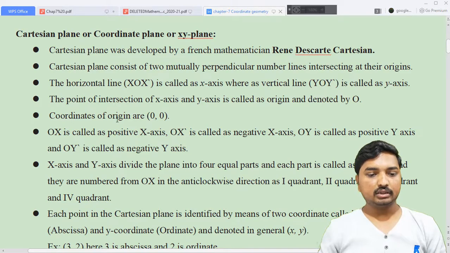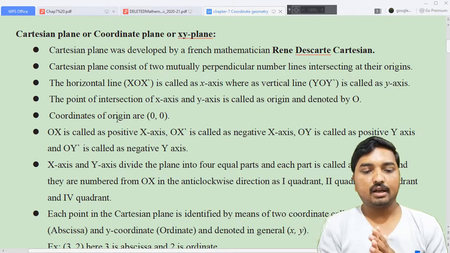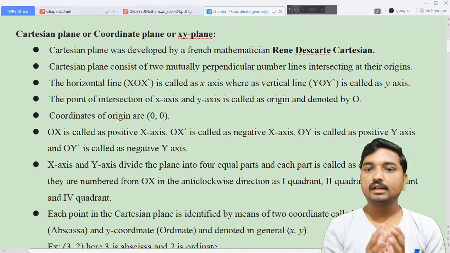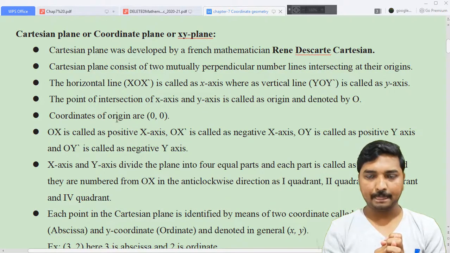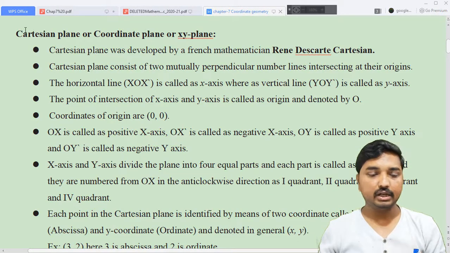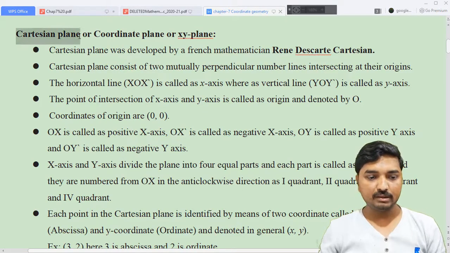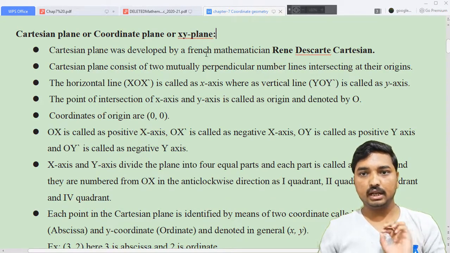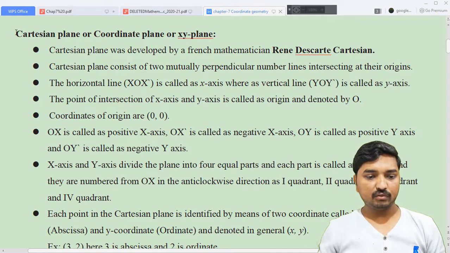So now look at here. Last year you have seen a plane used to locate the position of a point, and it is also called the coordinate plane. There are three different names for that plane, so remember all these three names. One is Cartesian plane, another name is coordinate plane, and it is also called the XY plane. Remember all three names may be used, but most of the time I'm going to use the word Cartesian plane or coordinate plane.